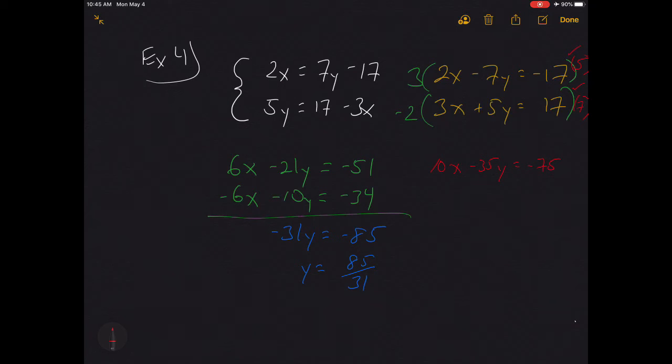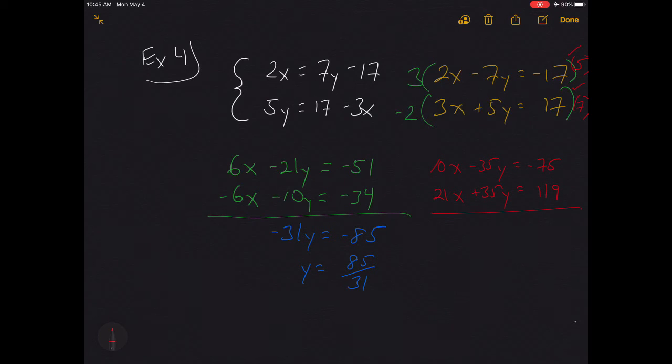7 times the 3x is 21x. 7 times the 5y is plus 35y. That's the part we needed to match, which is good. And then 7 times 17, let's see, I'm trying to do this in my head. 7 times 17 is going to be, I think, 119. I hope I'm doing this correctly. I'll know at the end.